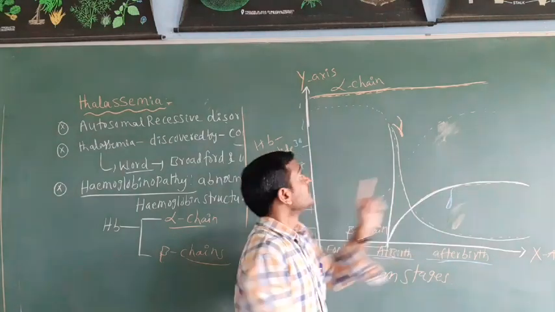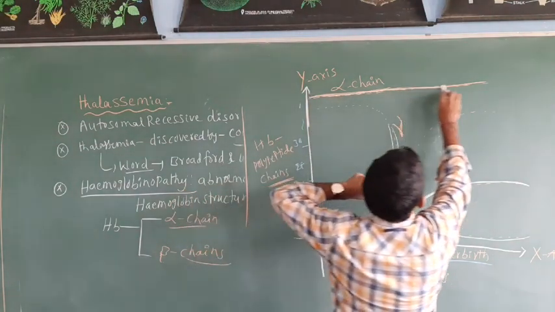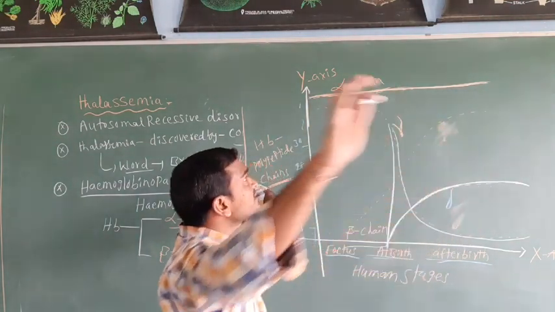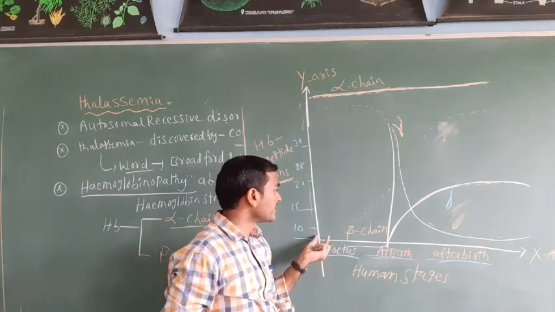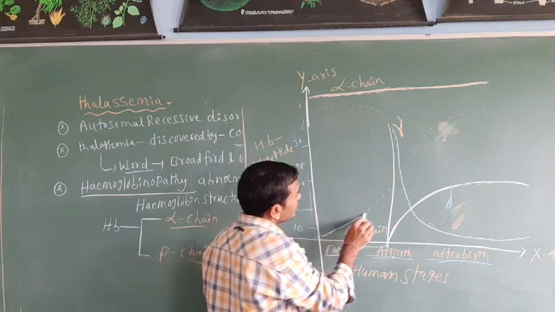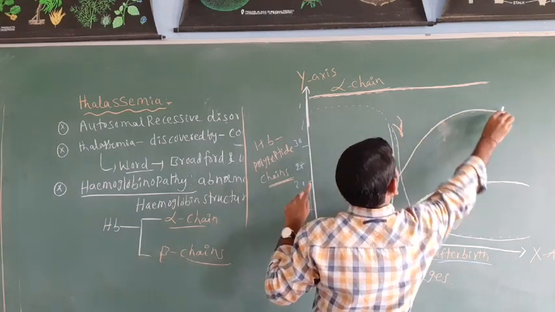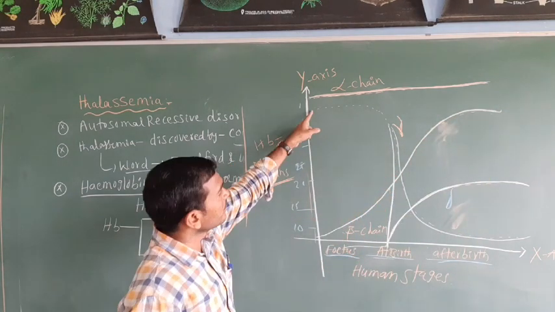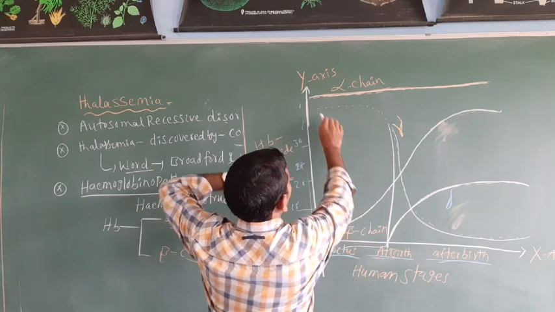See here, the alpha chain is continuously present, available in all the stages. But the beta chain is very little in the fetus, and after that it is going to increase. Which one? The beta chain. Now you can take the gamma chain.